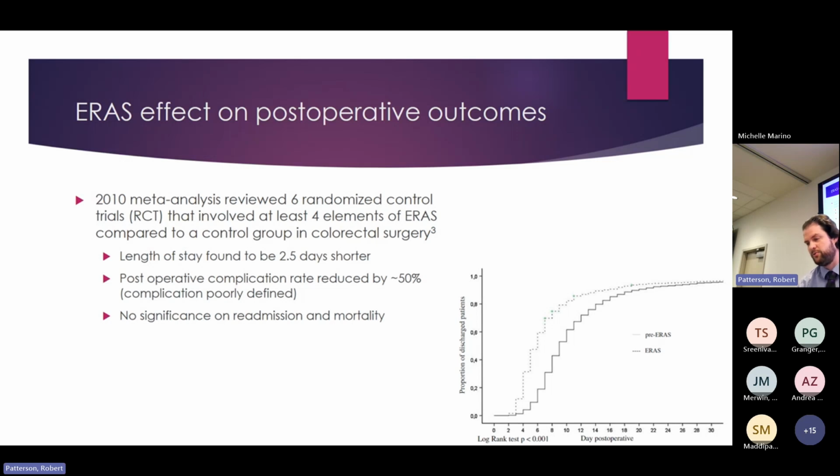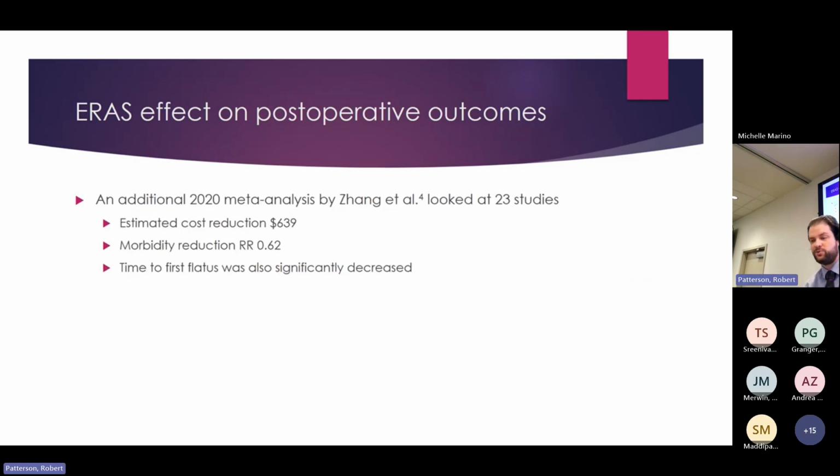So with this one that involved 4 elements of the ERAS protocol, length of stay was found to be 2.5 days shorter. Post-op complication rate was reduced by 50%, which they didn't specifically define in their articles too well, and no significance on readmission and mortality. In 2020, another meta-analysis was performed, and they saw that cost reduction was about $640, which is good for those of us who don't have money. Morbidity reduction had a relative risk reduction of 0.62, and time to first flatus also significantly decreased.